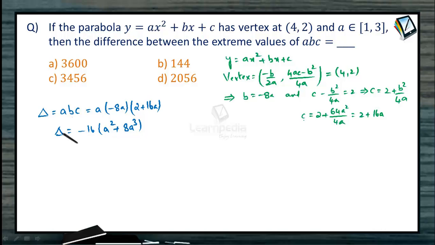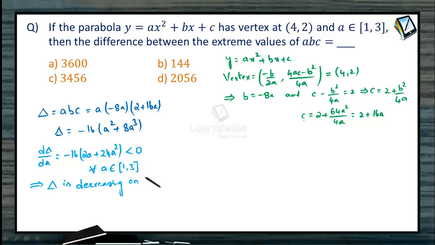Now how do we identify the extreme values of delta? Yes, we need the derivative of this delta with respect to a. Now when we calculate d delta by da, how much is this value? -16 times (2a + 24a²). As a is positive, 2a is positive and 24a² is positive. So can we write this expression is always negative for all a belonging to the given interval 1 to 3. Now what do we mean by d delta by da is negative for all a belonging to 1 to 3? Yes, delta is a decreasing function on 1 to 3.